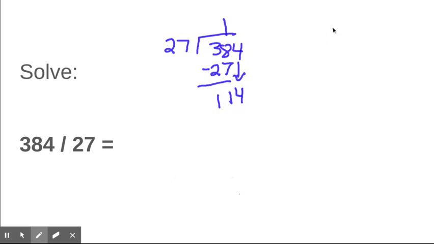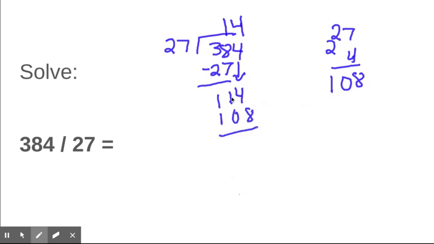I don't know, so off to the side I'm going to go ahead and just try. Let's multiply it by 4. 7 times 4 is 28. 4 times 2 is 8, plus 2 is 10, so 108. I know if I go 27 more, it's going to be way too much. So it looks like it goes in 4 times. 4 times 27 is 108. Subtract. 14 minus 8 is 6. So I have 14, remainder 6 as my answer.